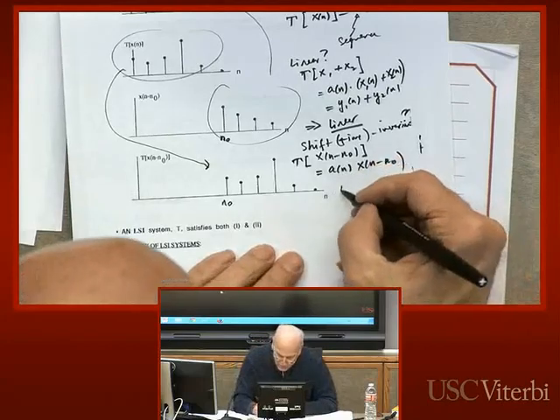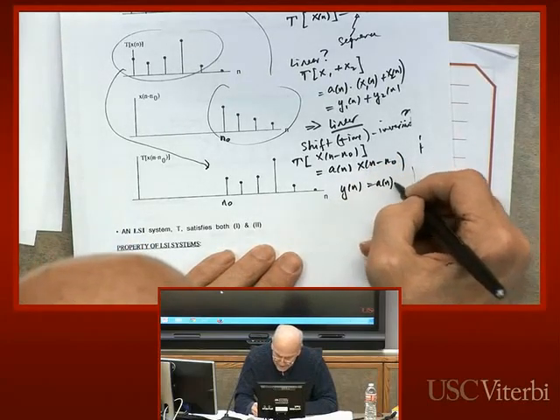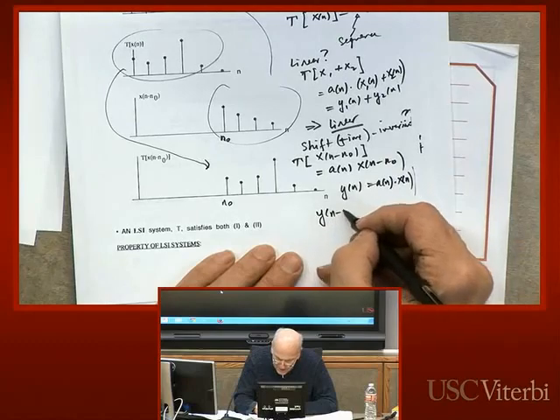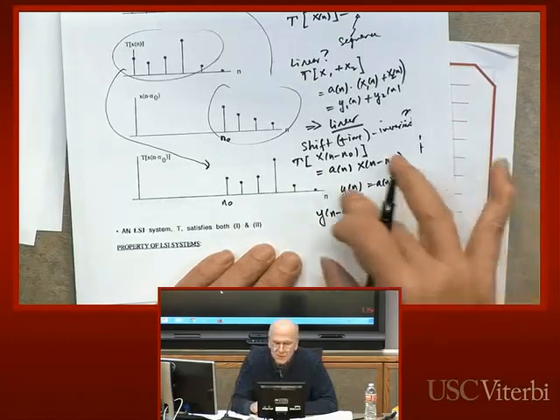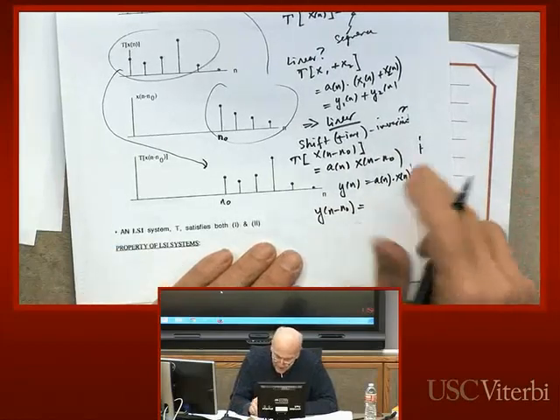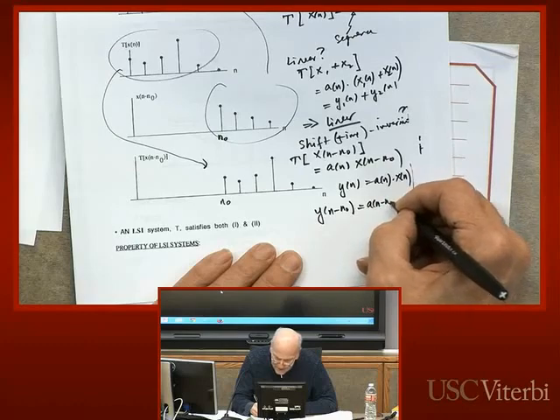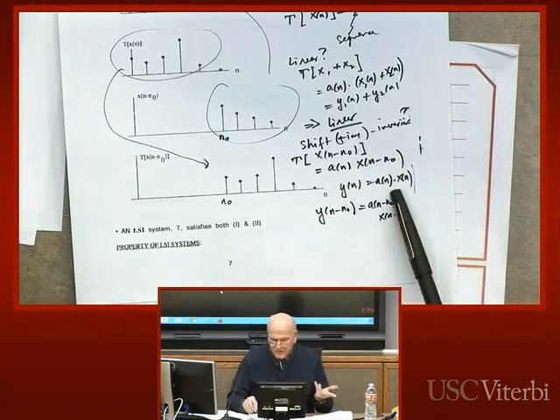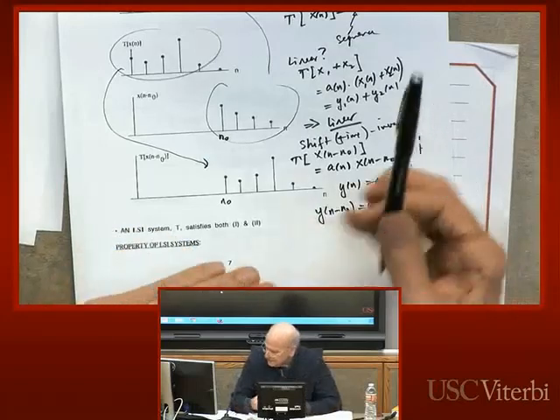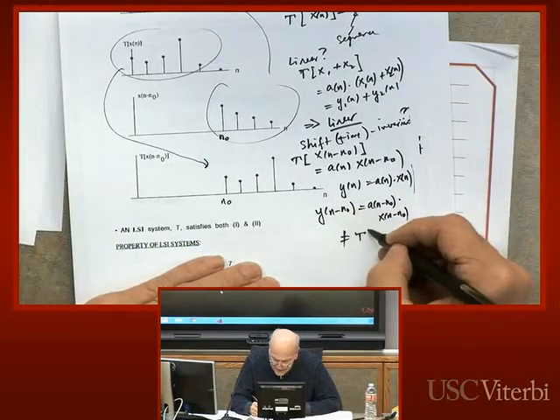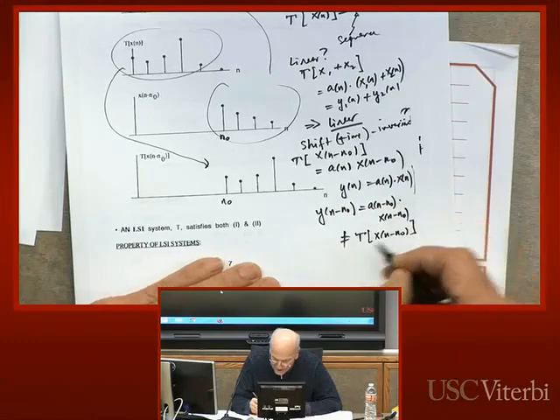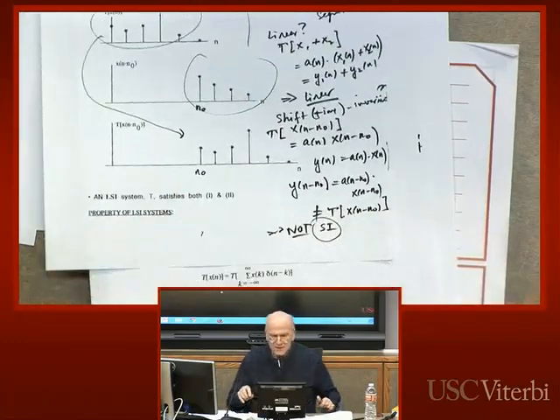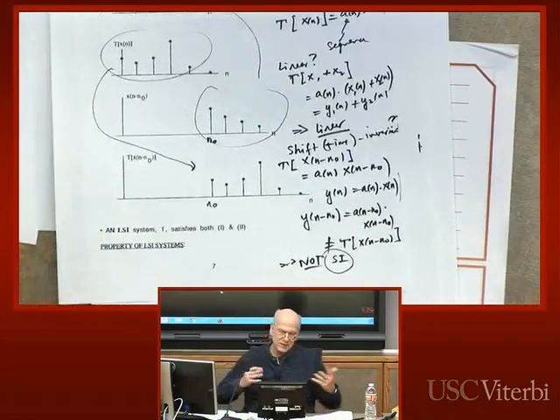Now, let's look at y of n equal a of n times x of n, and let's look at y of n minus n naught. Those should be the same if it's shift invariant. But you will see if you replace n with n minus n naught in here, that's going to be a of n minus n naught times x of n minus n naught. So for general a of n, which is varying with n, that implies that it's not equal to T of x of n minus n naught. Therefore, it's not shift invariant. So that's a simple example of a system which is linear but not shift invariant.